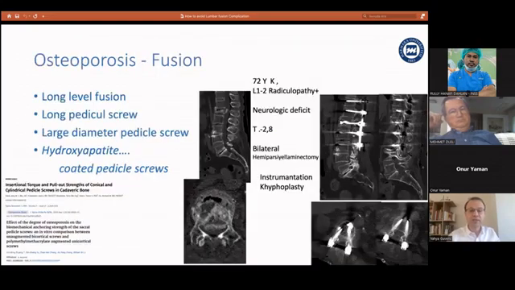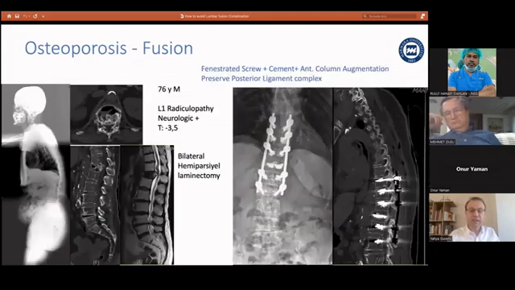And this patient has a neurological deficit and osteoporosis, and there is a fracture in here. We use long-level instrumentation, and we put vertebral augmentation in here, and we put short screws here. Again, an osteoporosis patient, but this is a different form of patient, because the T-score is very high. This means getting fusion is very difficult.